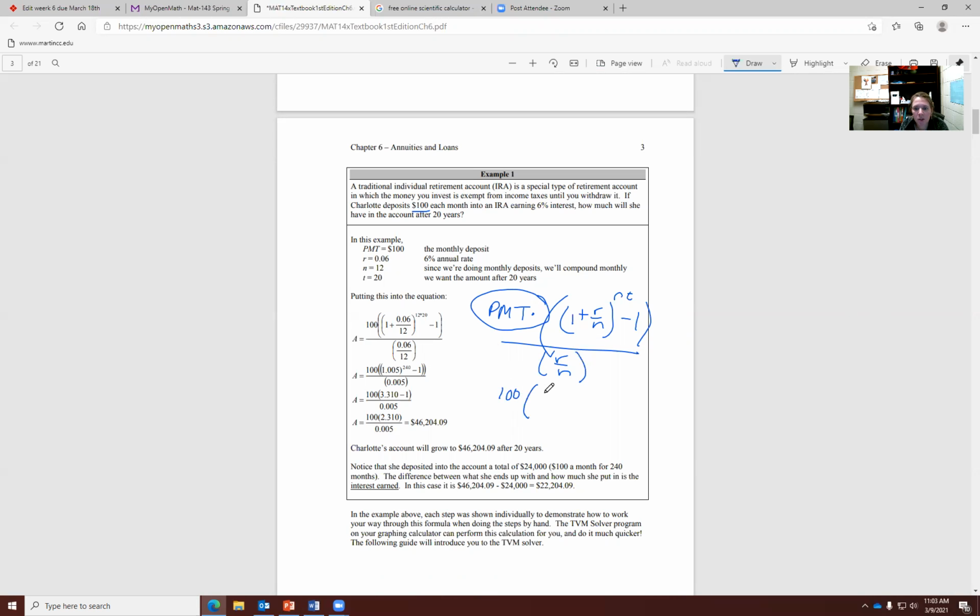Okay, I'm kind of walking you through the steps. 1 plus our rate here is 6%. So 6% as a decimal, we move our decimal 2 places to the left. So that would be 0.06 divided by N. Now, this is how often it's compounded. We're talking about each month here, so our N here would be 12, okay, monthly. And then we're raising that to the NT, so that's going to be 12 times, and we're talking about 20 years. So that's going to be 20 here. And then we divide that by the same thing, which is going to be 0.06 over 12.